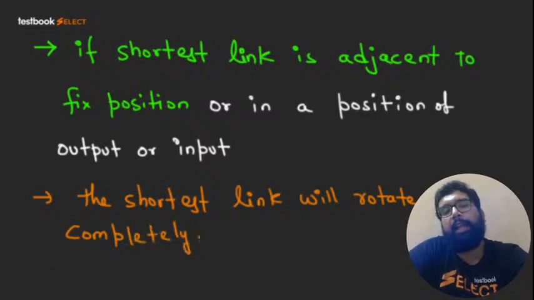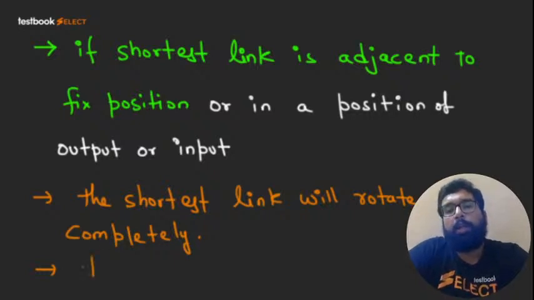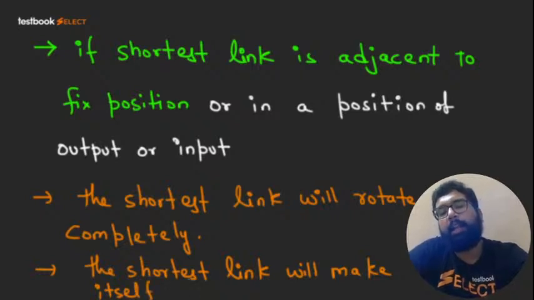So we can say if the shortest link is at the position of input and output, or input or output, or in the position of both, the shortest link will become the crank. The shortest link will make itself a crank.